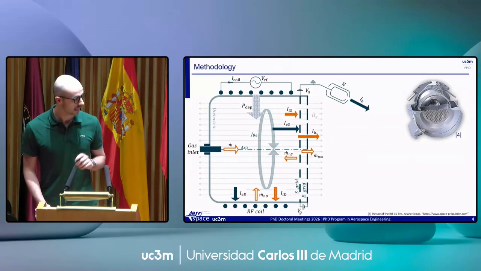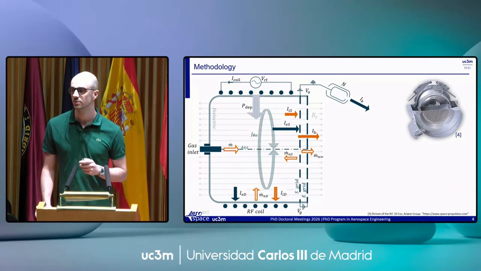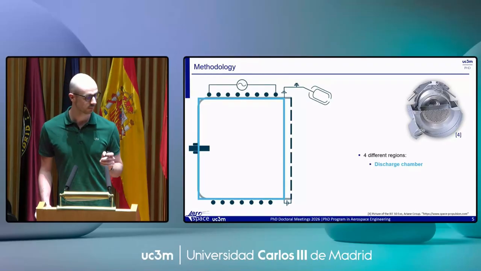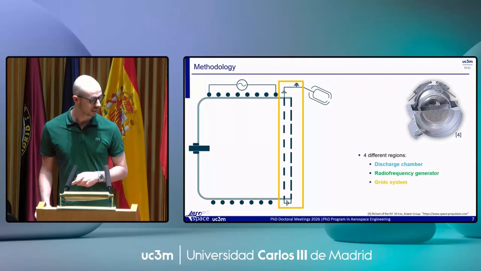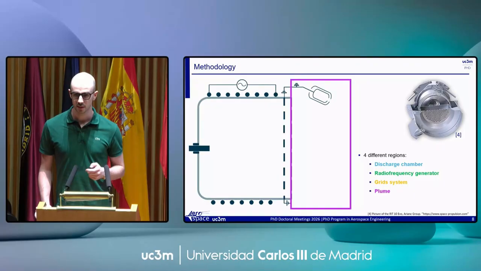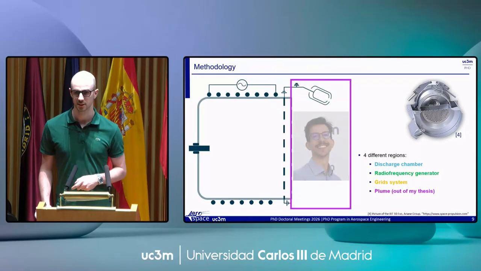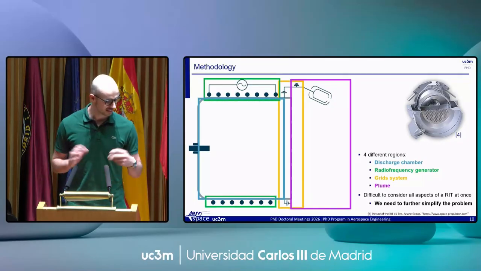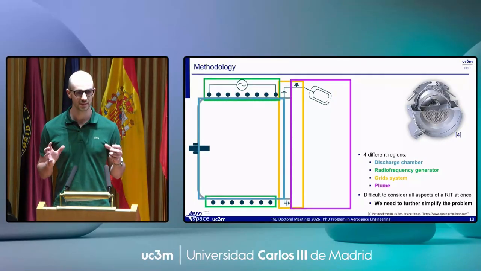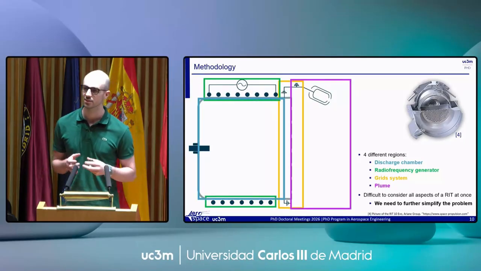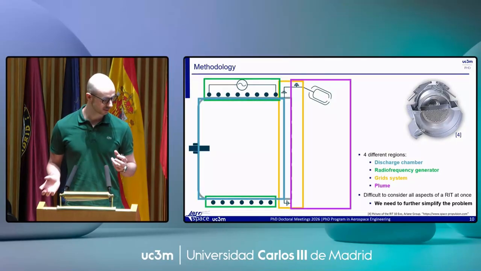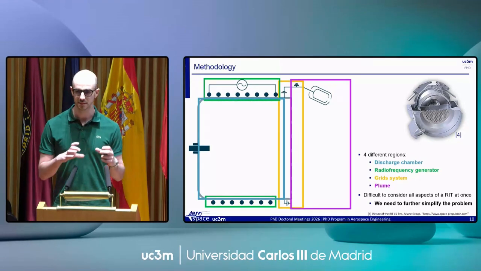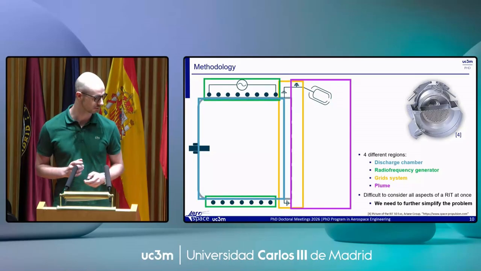So here we have a sketch of the radiofrequency ion thruster. We can divide the thruster into 4 different parts. We have a discharge chamber, the radiofrequency generator, the grid system, and then the plume. However, the plume is out of my thesis, and if you're interested, there are people in my group that are working on this. As you can see, the entire system is quite complex, and simulating the radiofrequency ion thruster all at once is quite complicated. So we want to simplify the problem to better deal with all those different regions.